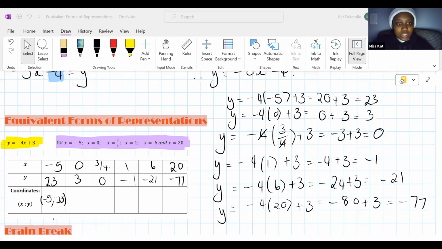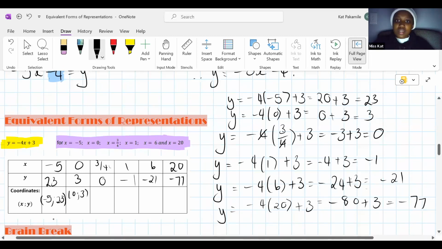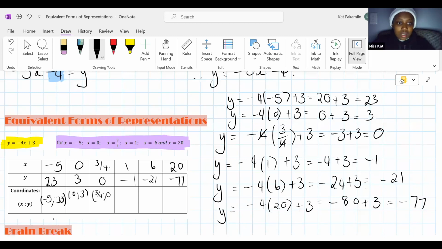Okay, so our next ones are (0; 3), close brackets. Beautiful. Next ones, (3/4; 0), close brackets. Next one. Yes, guys, we're getting this.